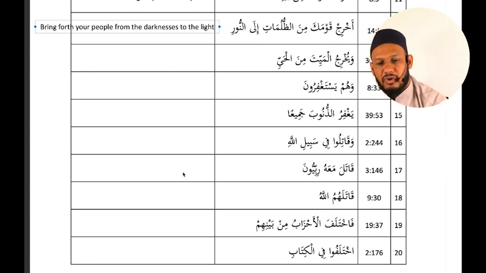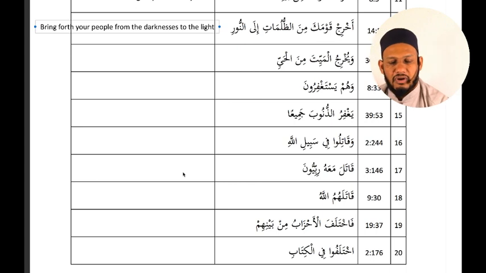Number 16. وَقَاتِلُوا فِي سَبِيلِ اللَّهِ. قَاتِلُوا is the amr, and the fa'il of the amr is the waw jama'a, which refers to all of you. And all of you fight in the path of Allah.